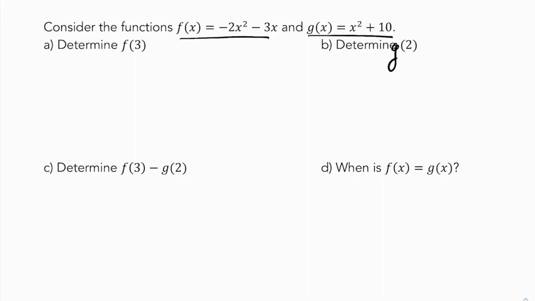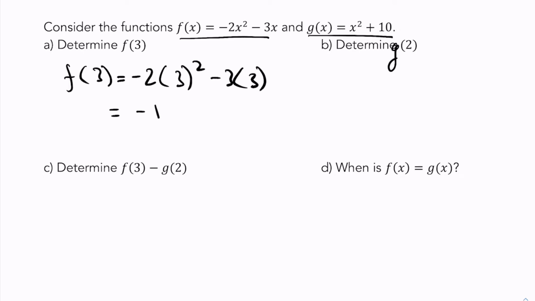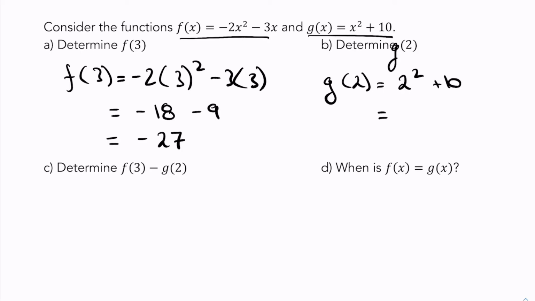So I'm going to evaluate it. f of 3 is equal to negative 2 times 3 squared minus 3 times 3, which gives me negative 18 minus 9, or negative 27. And for b, same thing. I'm going to plug in a value of 2. So I have g of 2 equals 2 squared plus 10, or that just gives me 14.